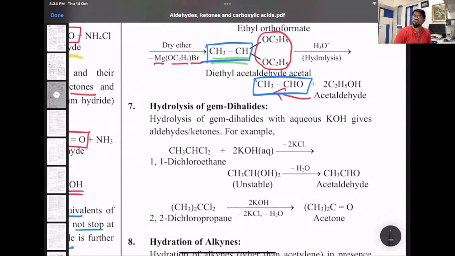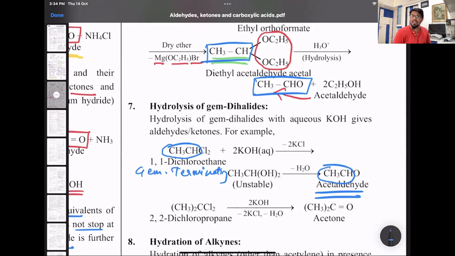Then comes hydrolysis of geminal dihalides. Here we have 2 types, geminal terminating and geminal non-terminating. Look at that, 1,1-dichloroethane, ethylidene dichloride, that is a geminal terminating dihalide. So geminal terminating with aqueous KOH will always give an aldehyde. And how do I catch it? Just see the carbon atoms. CH3CH, CH3CH. One O will come over there. That's it. You're done.